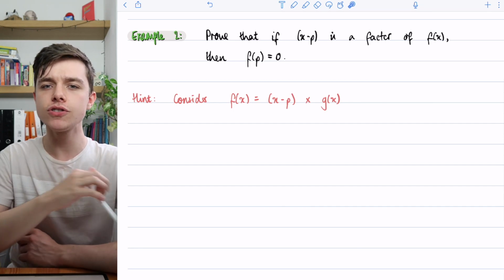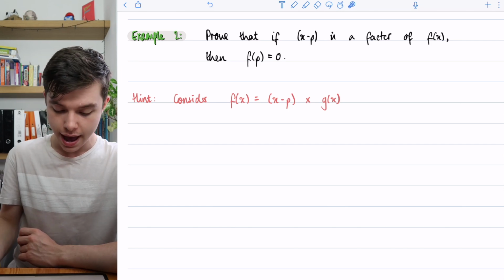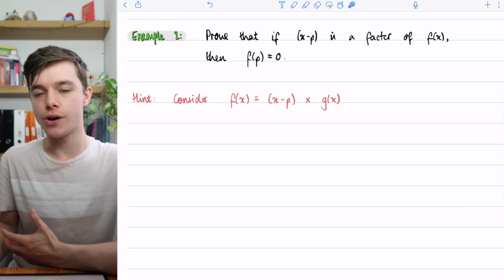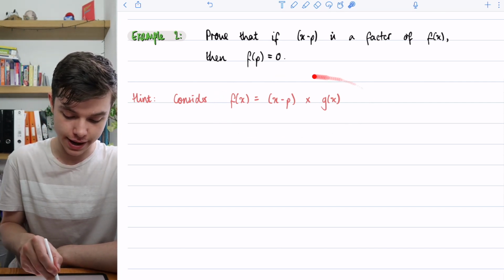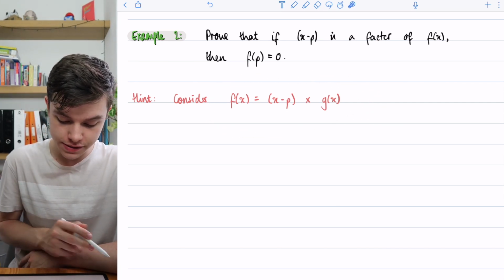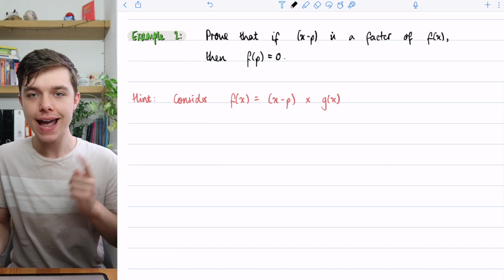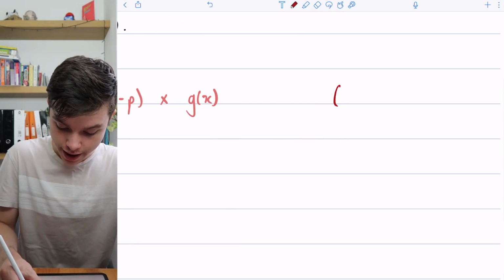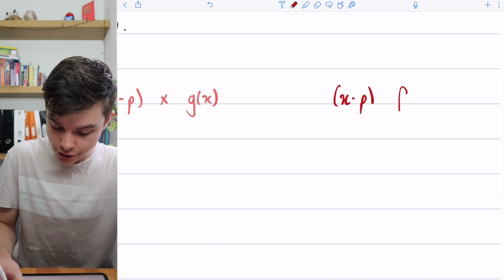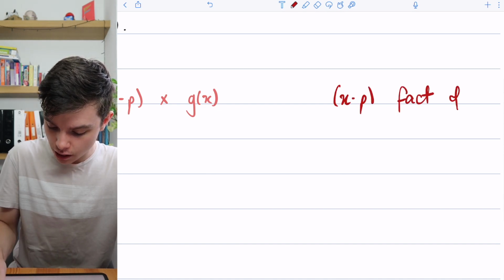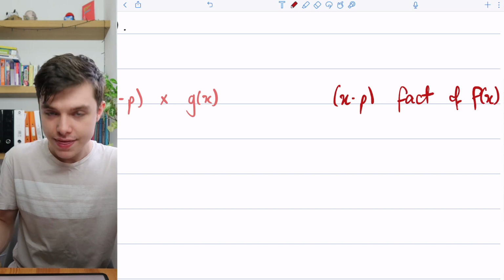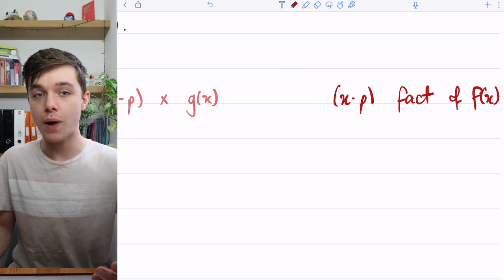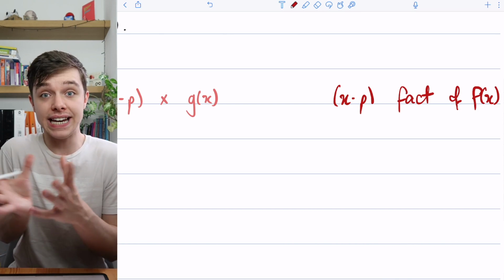Okay, the first thing I'm going to do is some substitution, and I'm going to substitute p into this hint. This hint works because if x minus p is a factor of f of x, then that means we can divide x minus p into f of x and get a nice function.